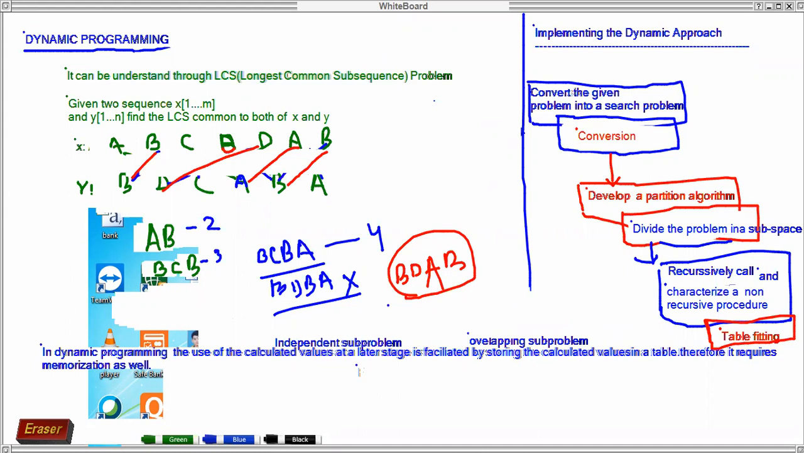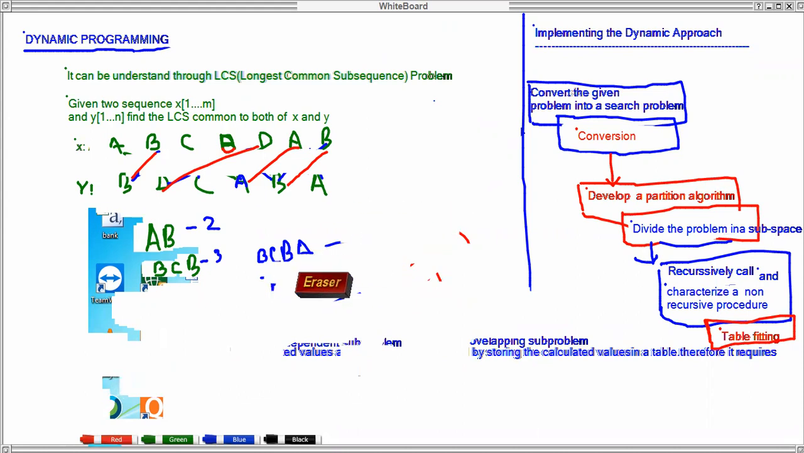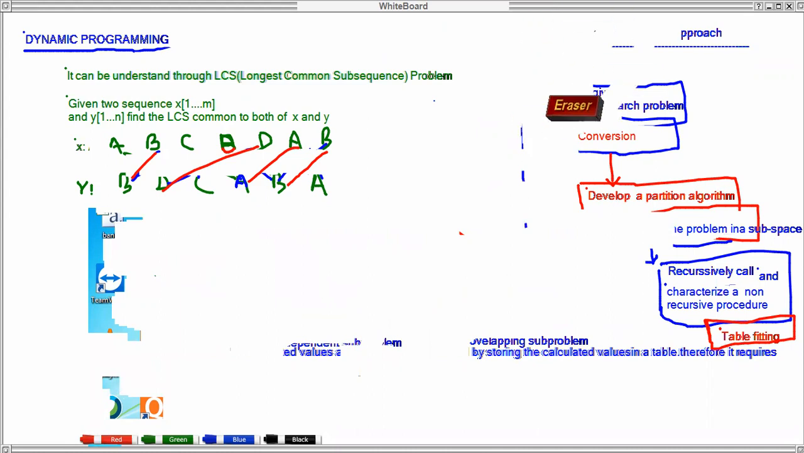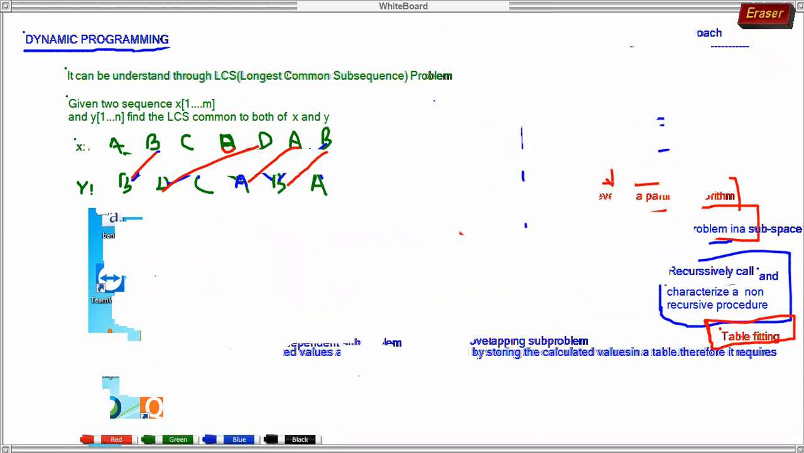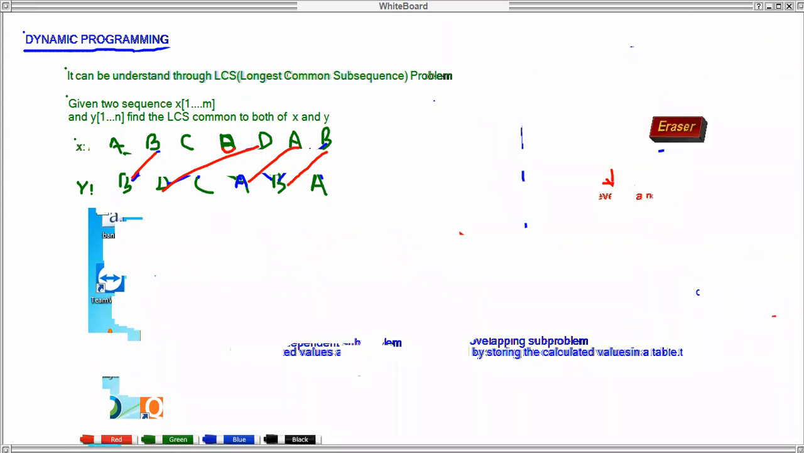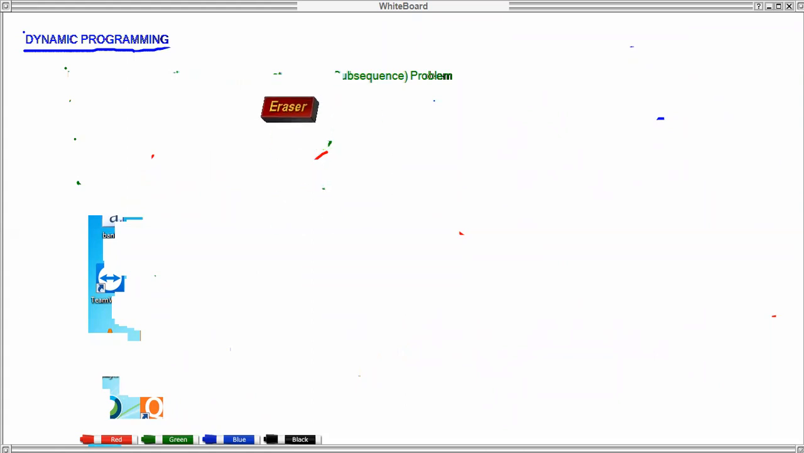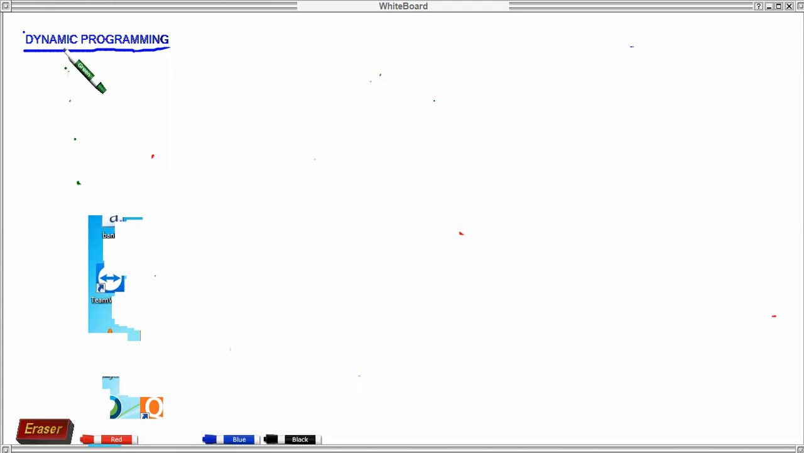Now, let us say there is a naive approach. Let's go for the naive approach of finding this, before dynamic programming. Let's take the naive approach. Okay, naive approach.